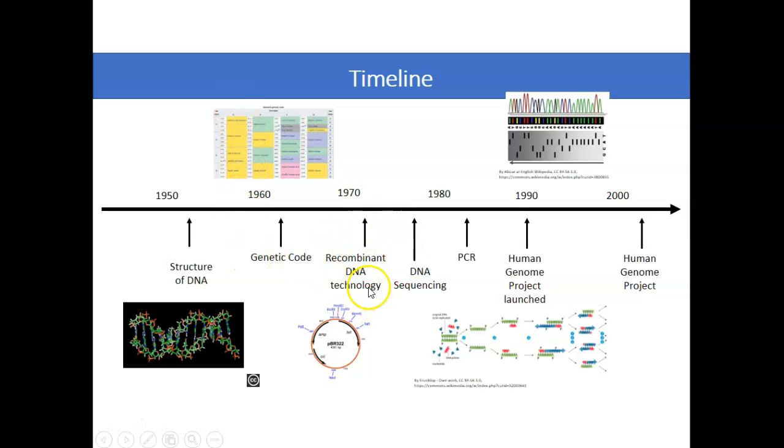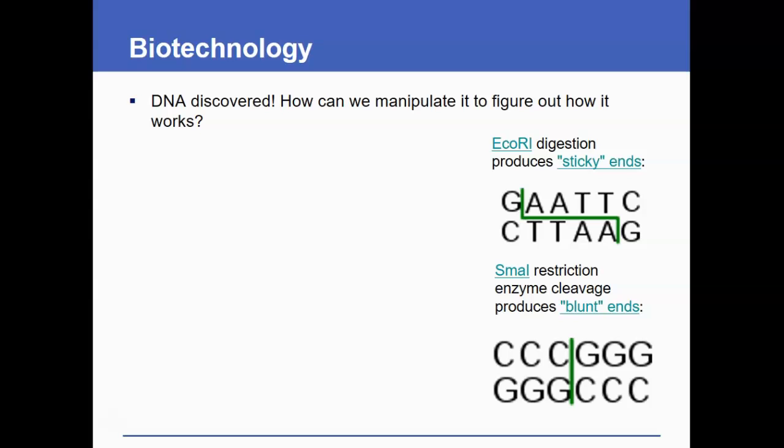It took us about to the 70s to have recombinant DNA technology, which I'm going to talk about in this presentation. And it's really been only within the last 40 years that we've been able to sequence our DNA and other species' DNA, manipulate that DNA in a process called PCR, which you're going to learn about in a moment, and have the actual data for what is in the human genome. Biotechnology: we discovered DNA, now we need the tools to manipulate it.